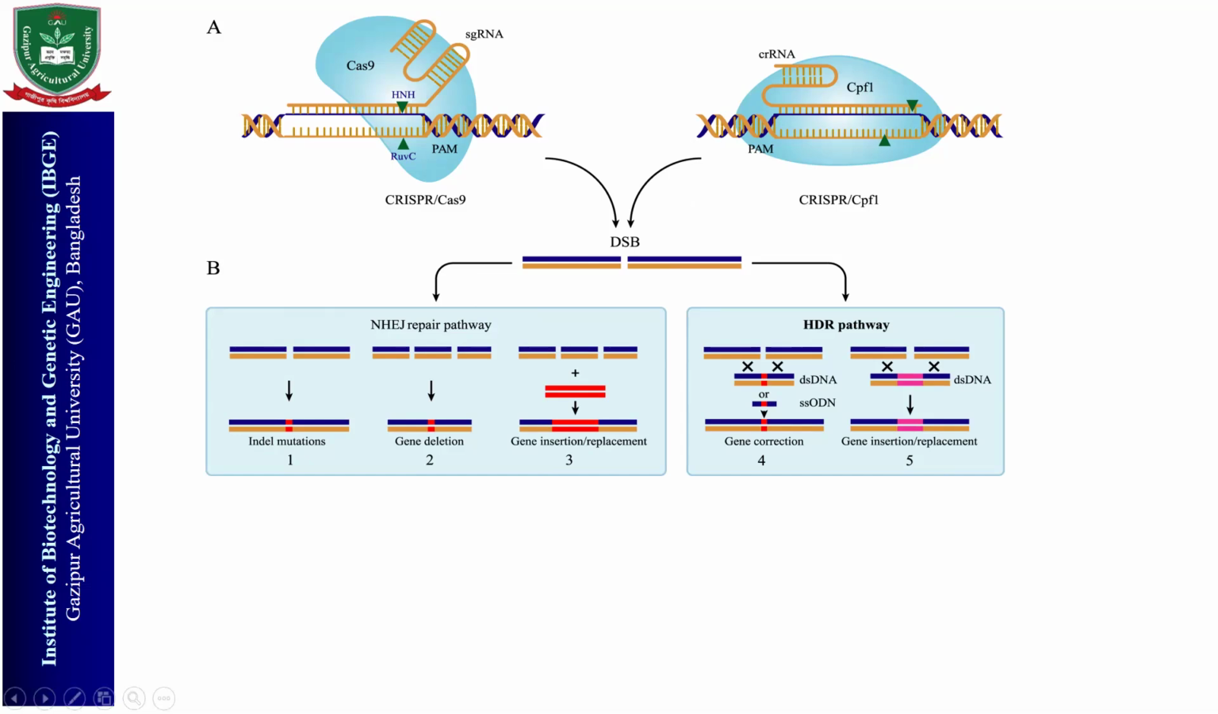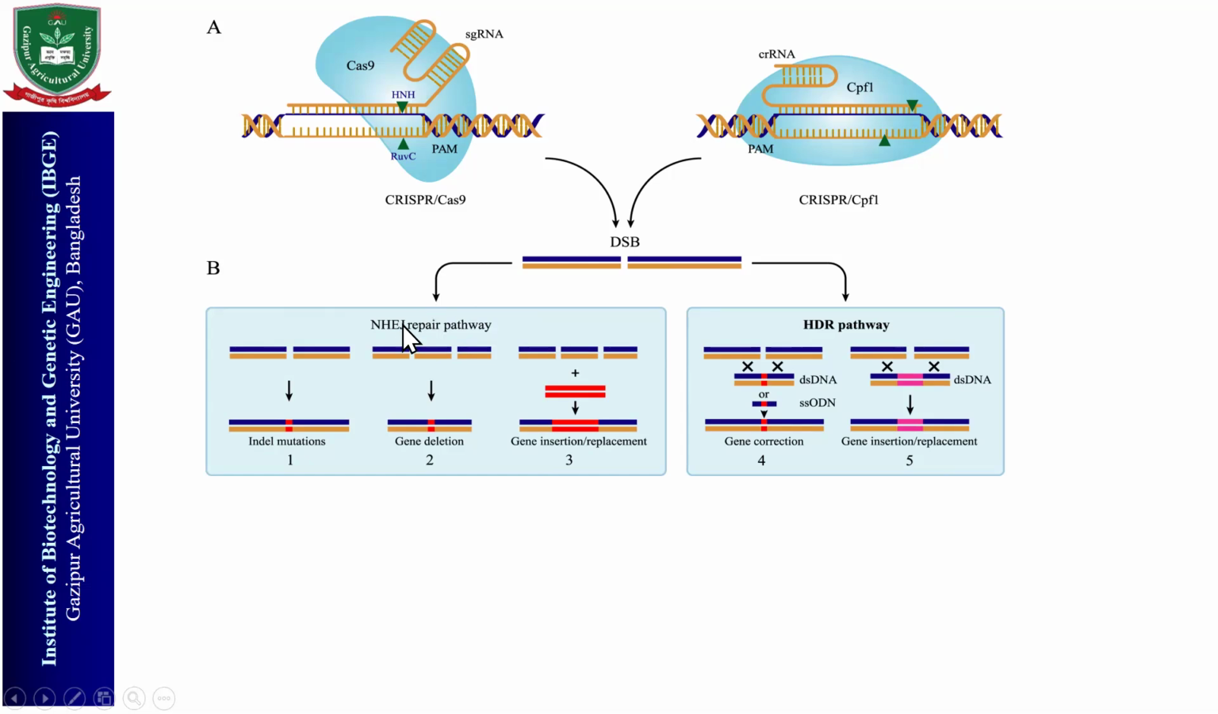So once you cut the DNA with the molecular scissors and your guide RNA, where you cut very precisely, then there are two pathways. One is the non-homologous end joining repair pathway. The second one is HDR, the homology-directed recombination pathway. These are the summary of various kinds of genome editing by the CRISPR-Cas system.